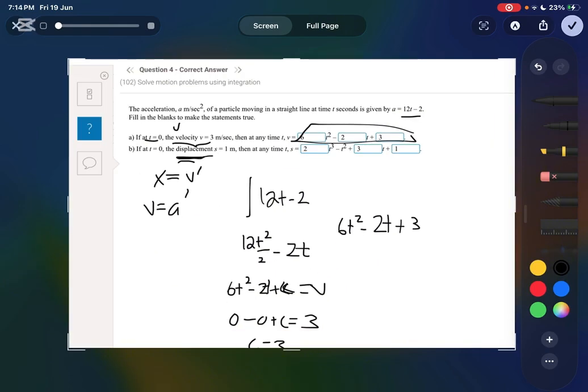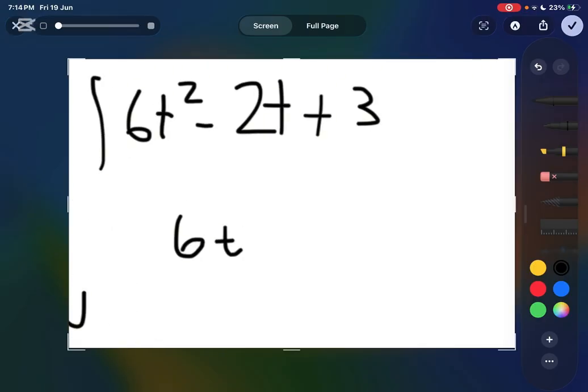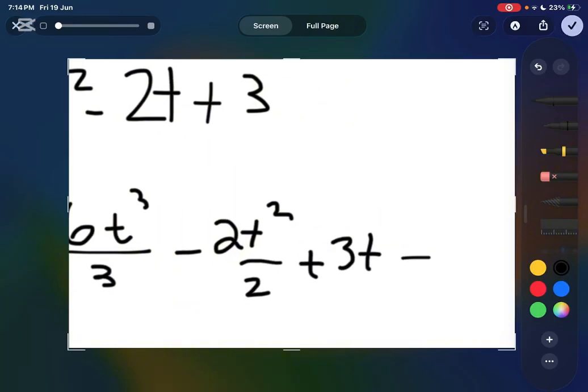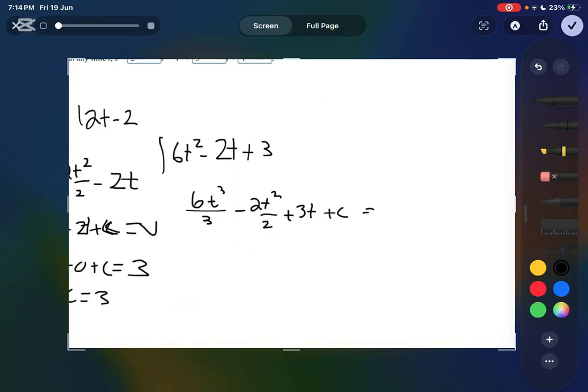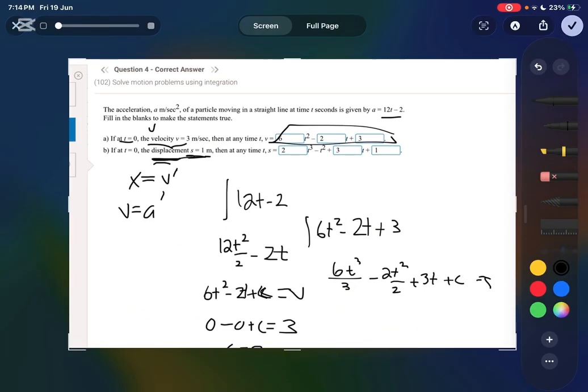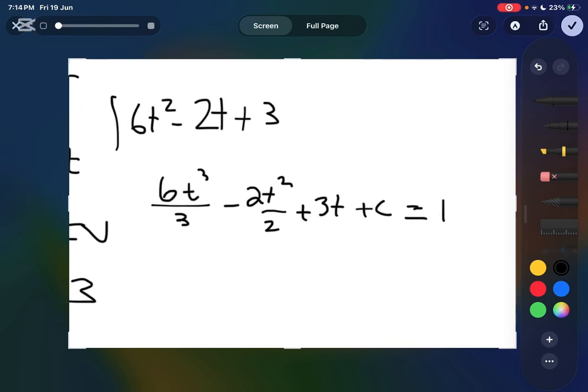To find out the displacement, you do the antiderivative again. So for this antiderivative, it will become 6t^3 over 3 minus 2t^2 over 2 plus 3t plus c is equal to x, and then they gave, which is s here in this question, they gave you it as s, so it's 1 and t is 0. So now this one will be equal to 1. Okay, so now t is 0.